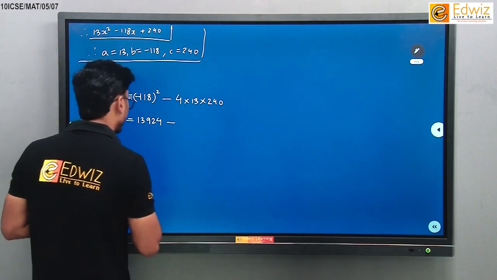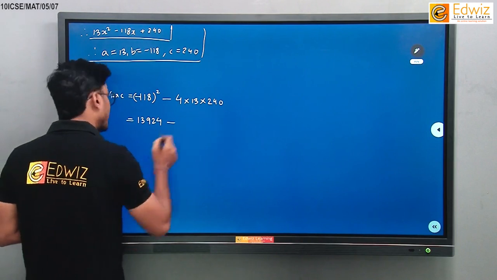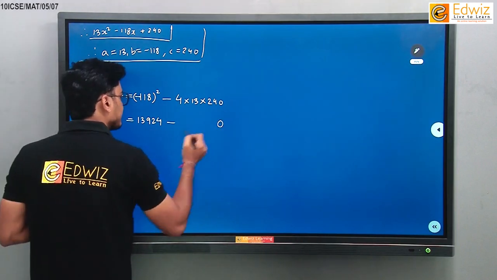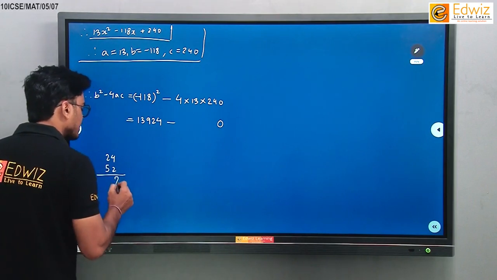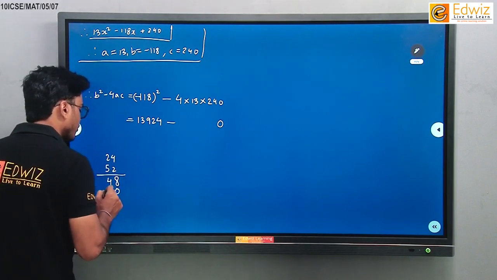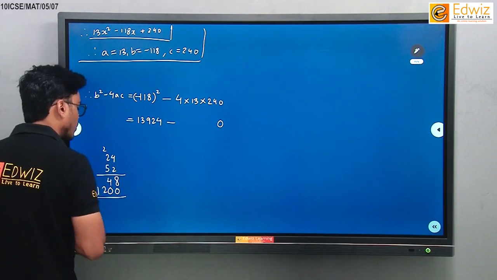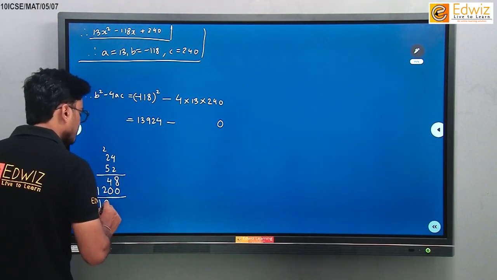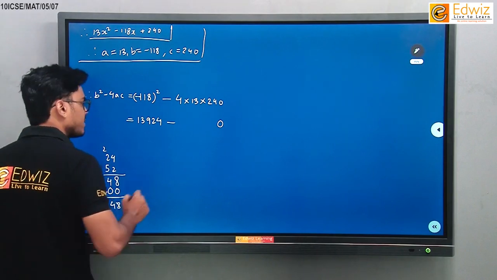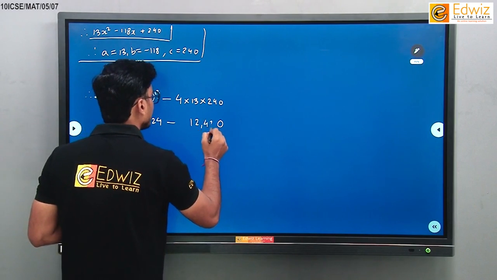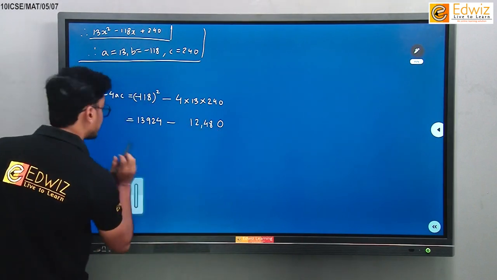Okay. From this we are subtracting 4 into 13. 4 into 13 is 52. 52 multiplied by 240. So let us multiply 24 and 52. We will just add a 0 here at the end. 2 4s are 8. 2 2s are 4. 0. 5 4s are 20. 2 carry. 5 2s are 10, that is 12. Okay, so 1248, this is what we are getting. After that there is also a 0, so 12,480 is the multiplication of these three terms.